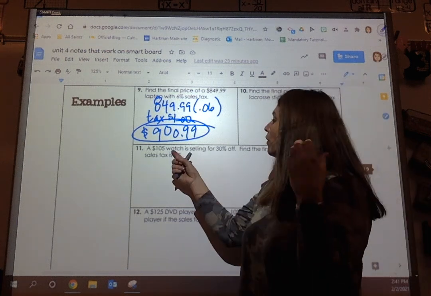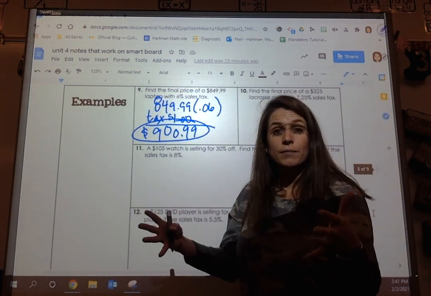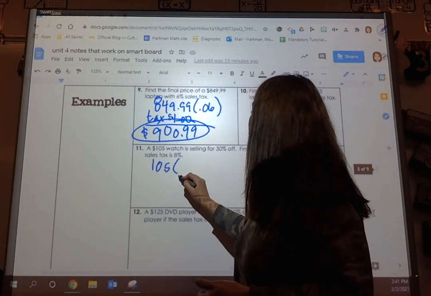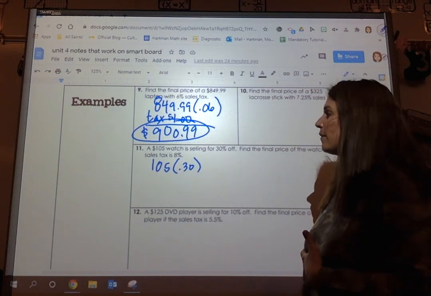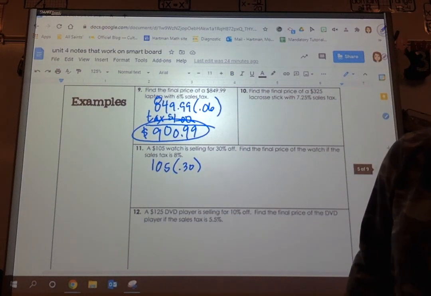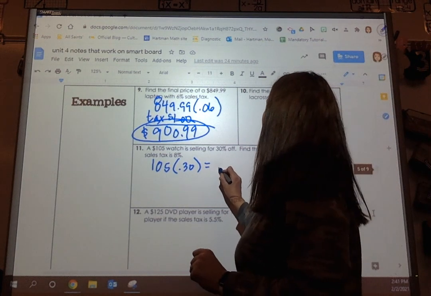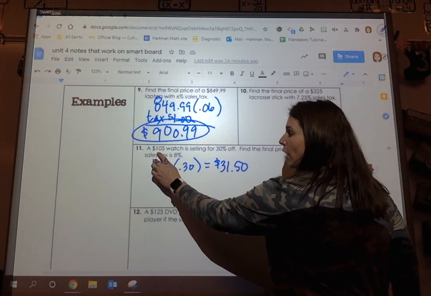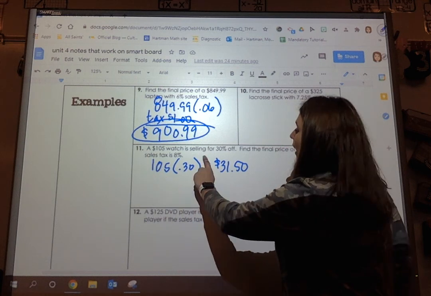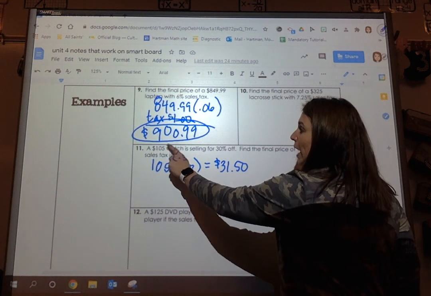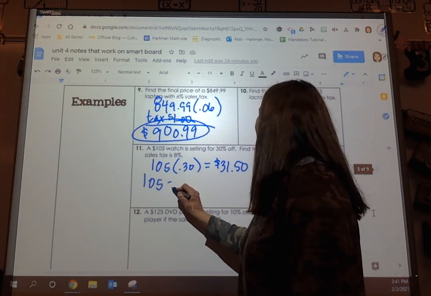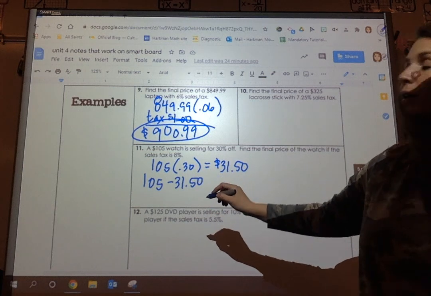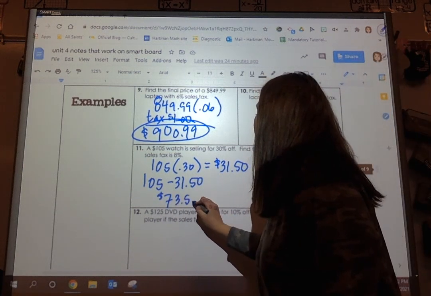So you have a $105 watch, and it's 30% off. If it's 30% off, that's discounted. So first I need to find out, okay, what is 30% of 105? 30% of 105 is going to be $31.50. So if it's $105, they're having a sale at 30% off, and I know that 30% is $31.50, so I'm going to subtract my 105 minus the $31.50. And now my watch that I see in the window comes to $73.50.